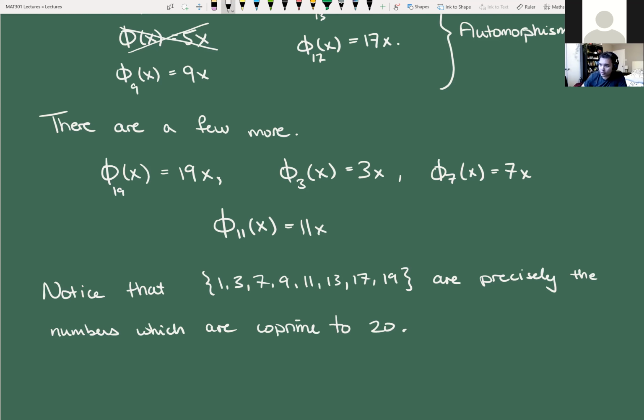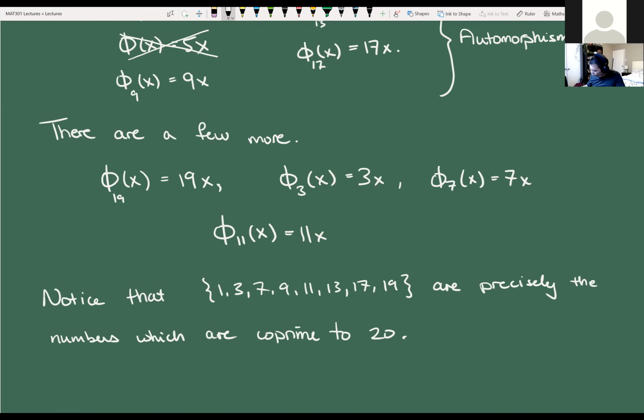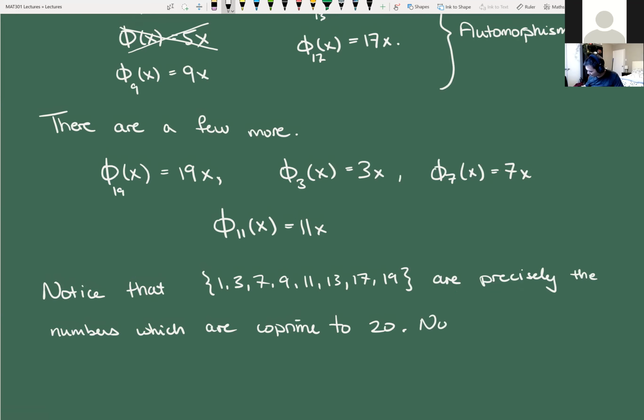You, of course, should check that each of these is an isomorphism, but we'll actually prove something a little bit later that will make that very clear, right? We'll basically end up proving it directly. Now, we have dealt with things that are coprime before, like what? Note that this is the same thing as U20, at least as a set.